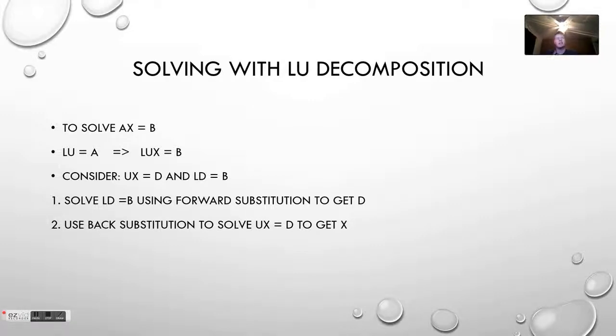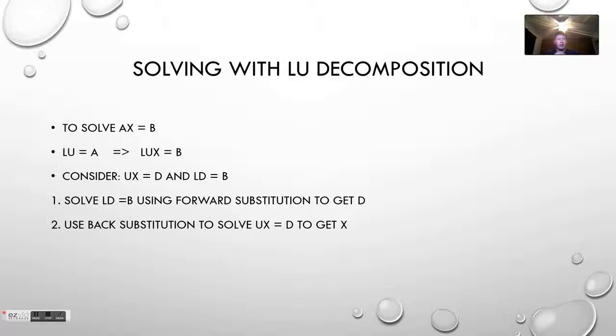The steps to solving with LU decomposition are: initially you want to set up your equation so that your initial matrix A is multiplied by an unknown matrix X and is equal to the identity matrix B. As we know, A can be broken down into the L and U lower and upper matrices, and I will show you how to do that in just a second.